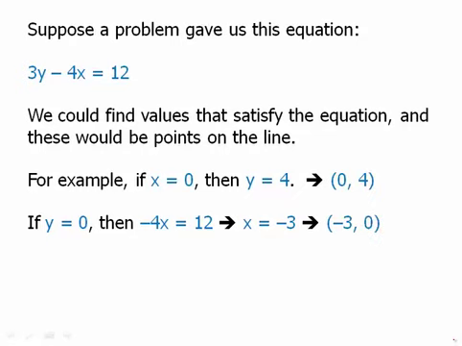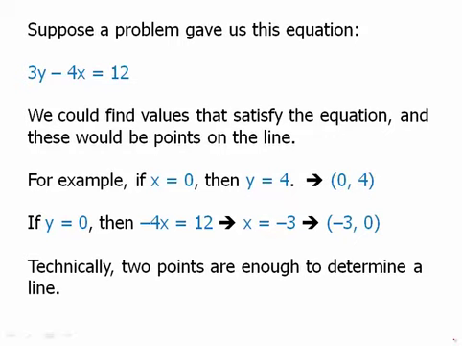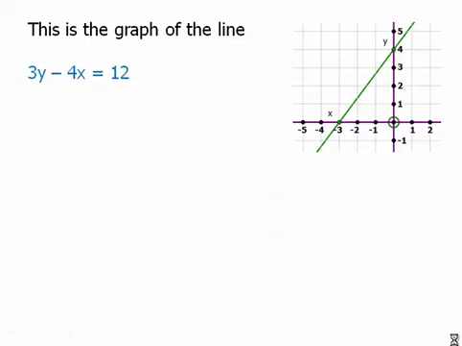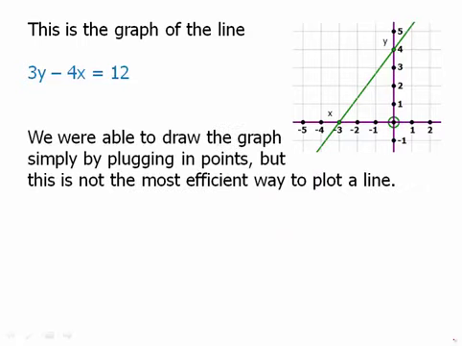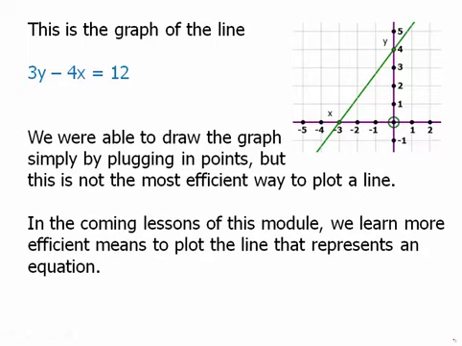So we have 2 points. Technically, 2 points are enough to determine a line. So for example, if we plot those 2 points and just draw a straight line between them, we get a graph of the line. We were able to draw the line simply by plugging in points, but this is not the most efficient way to plot a line. In the coming lessons of this module, we will learn much more efficient ways to plot the line that represents a particular equation. So we'll get to that, but first we have to make sure that we understand all the basics here.